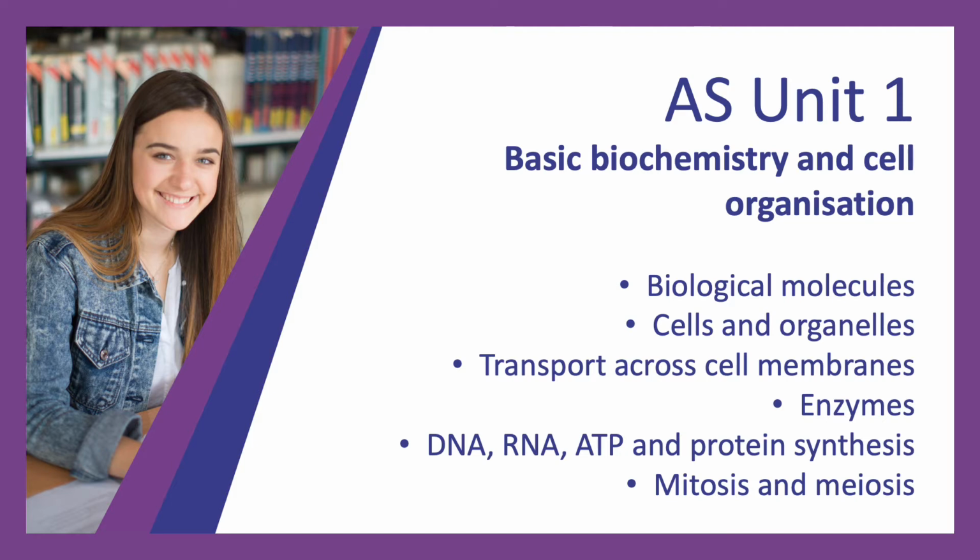Unit 1 of AS Biology is called Basic Biochemistry and Cell Organisation. It builds on lots of the topics that you would have studied in GCSE, and the content you can see on the screen. We've got biological molecules, so proteins, fats, lipids, cells and organelles, transport across membranes, so that will be diffusion, active transport, osmosis, a little bit more too, enzymes, DNA, RNA, ATP and protein synthesis, and then finally mitosis and meiosis. This really is the fundamental unit in A-Level Biology, and you'll notice that you need to learn this really well because then the remaining units all build upon what you've learned in this one.